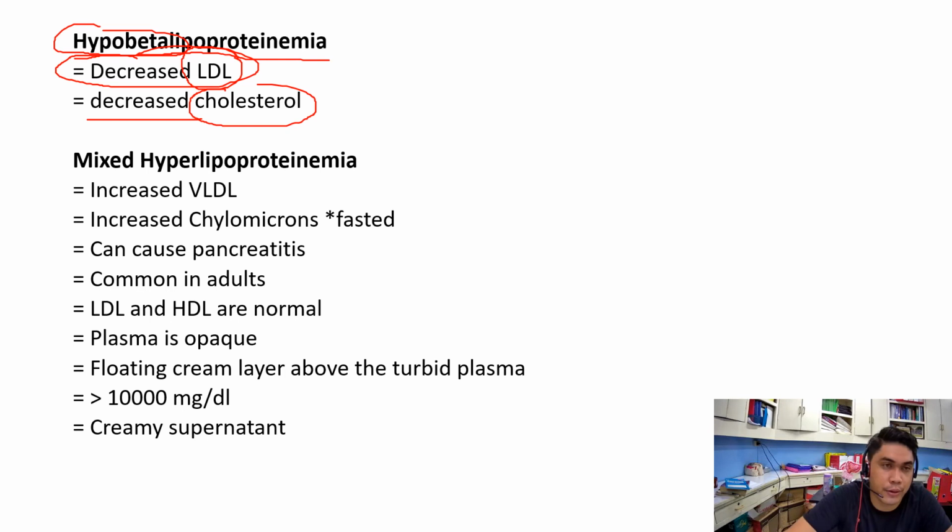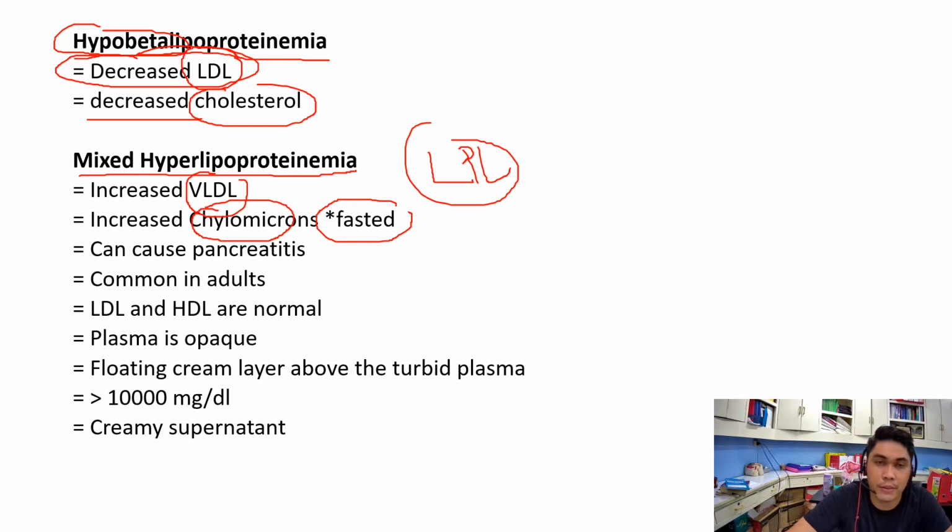Then next lipid disorder, you have mixed hyperlipoproteinemia. For this one, there's an increase in VLDL and increased chylomicrons even in a fasting specimen. This one is usually a continuation of hyperchylomicronemia. Same with hyperchylomicronemia, there is a problem with LPL. So there is LPL deficiency, or a problem with the lipoprotein lipase that is important in the breakdown, or catabolism, of chylomicrons and VLDL. So for mixed hyperlipoproteinemia, usually the concentration of triglyceride is greater than 1000 mg/dL, and the reason is there is a very high triglyceride concentration.